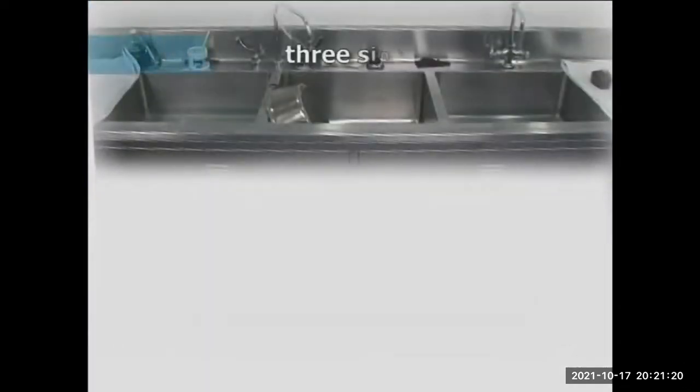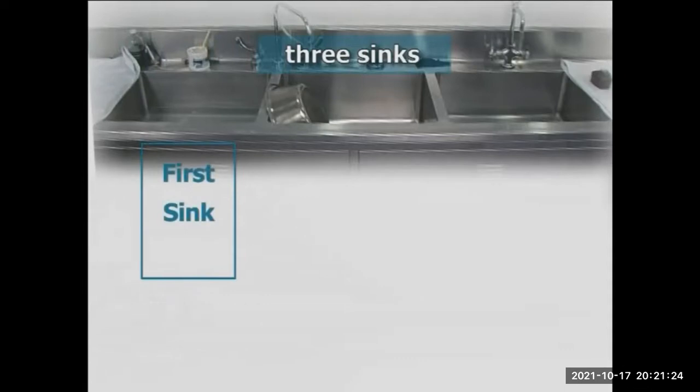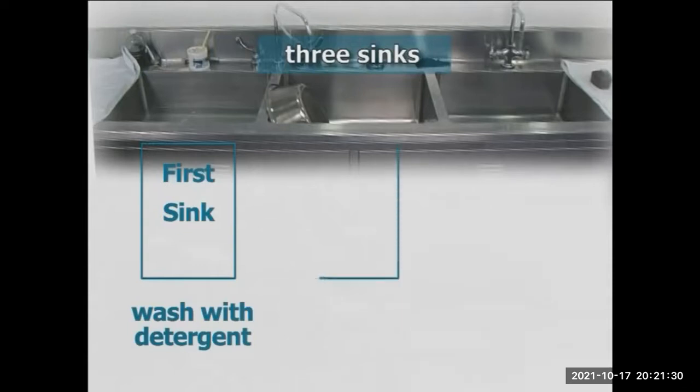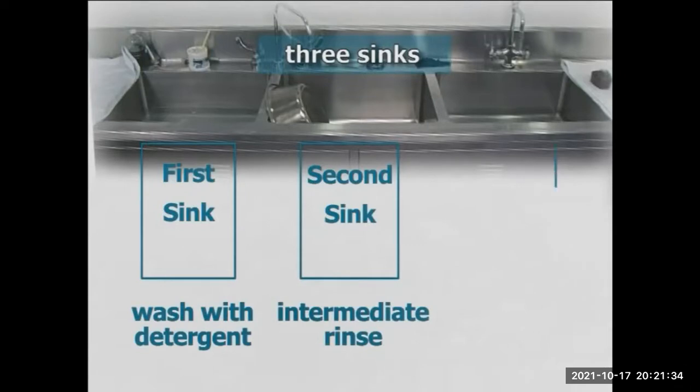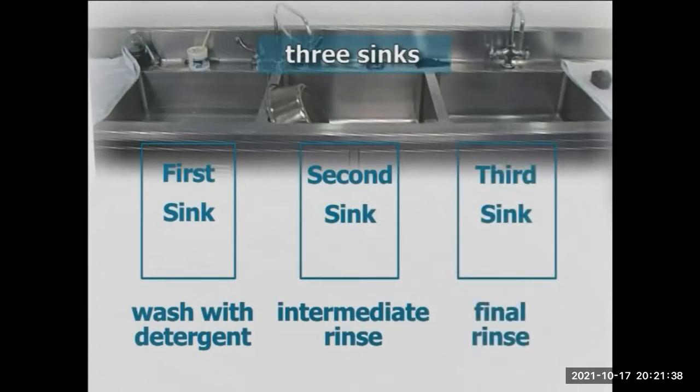Ideally, a 3-sink arrangement is utilized as follows. First sink, wash sink with water and detergent or disinfectant detergent solution. Second sink, intermediate rinse. Third sink, final rinse with distilled water.